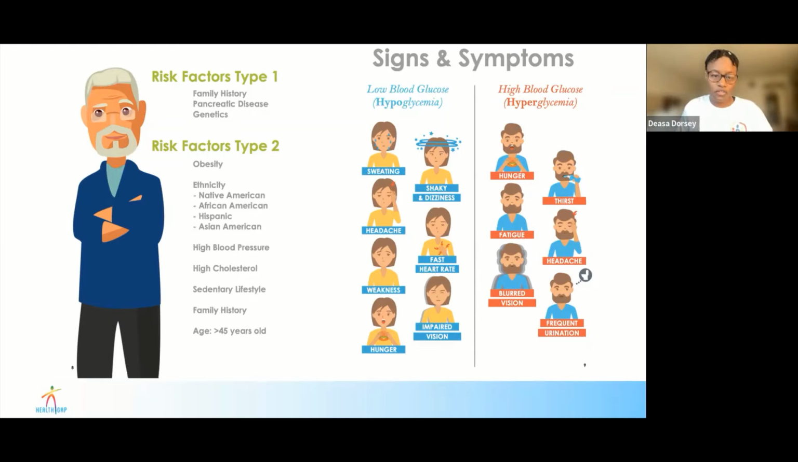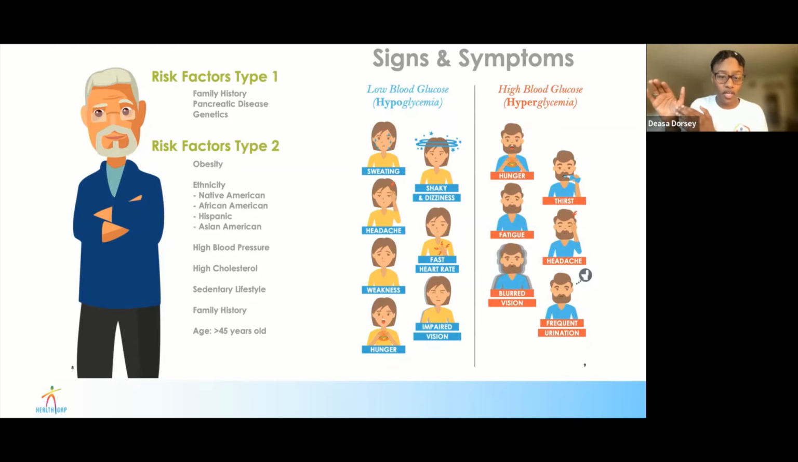So let's kind of go over a little bit of the symptoms. So hypoglycemia, or when your blood sugar is too low, you can have sweatiness. You can be sweaty, you can be shaky or dizzy, you can have a headache, a fast or rapid heartbeat, you can be kind of weak or tired, impaired vision, or hungry. These are signs and symptoms of when it's too low.